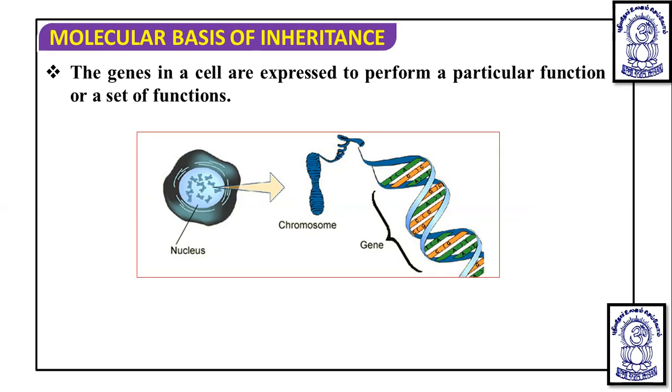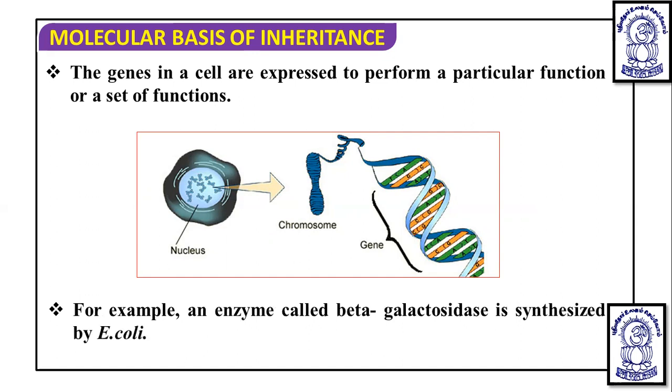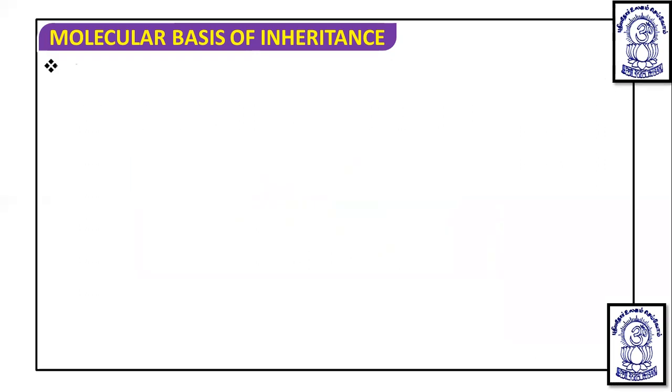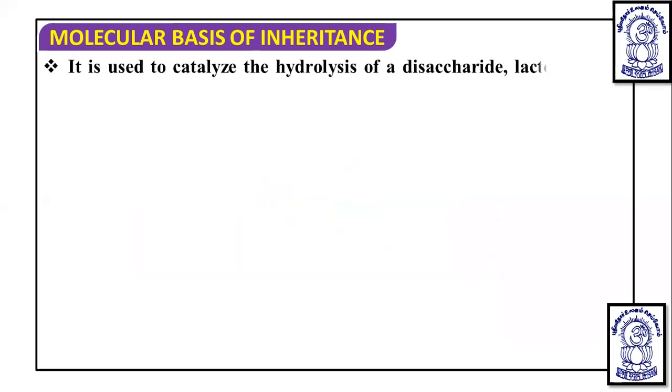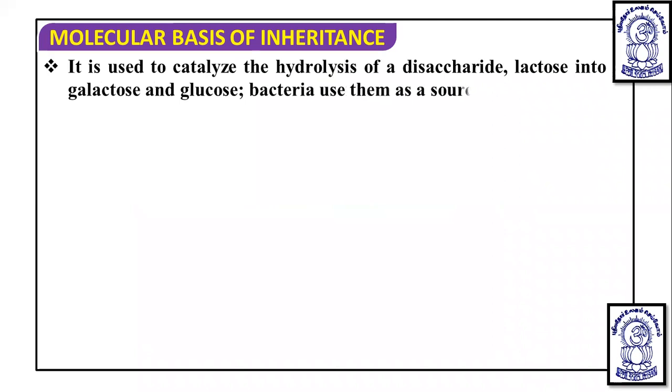Now, to understand the regulation, let's take the example of the enzyme beta galactosidase, which is synthesized in E. coli. Beta galactosidase is known to catalyze the hydrolysis of the disaccharide lactose into galactose and glucose. Lactose is divided into galactose and glucose by this enzyme. During the breakdown, energy is released, and bacteria use galactose and glucose as a source of energy.